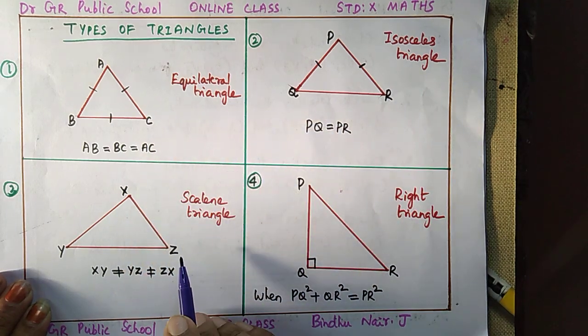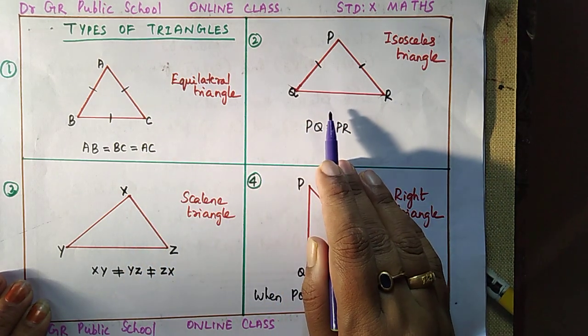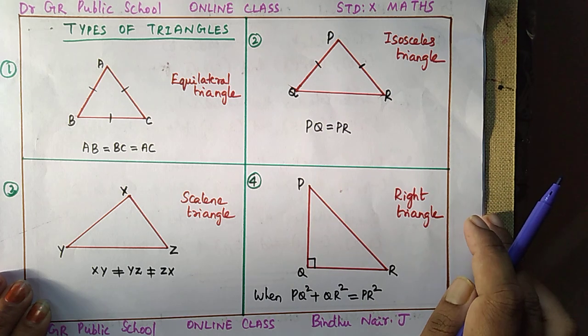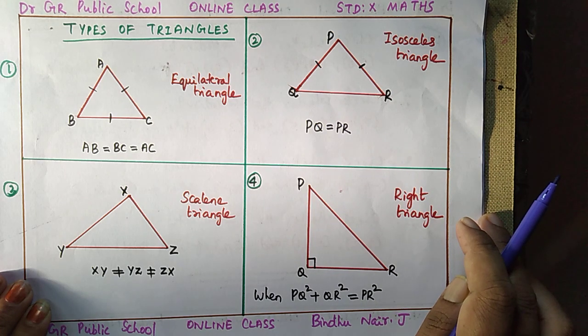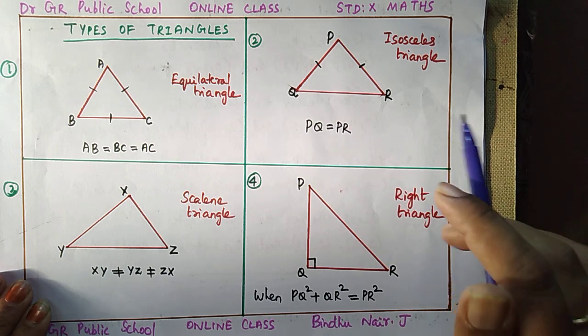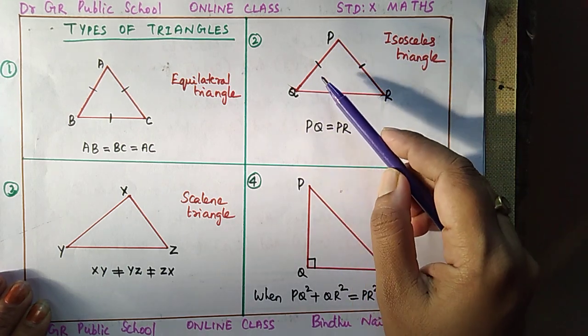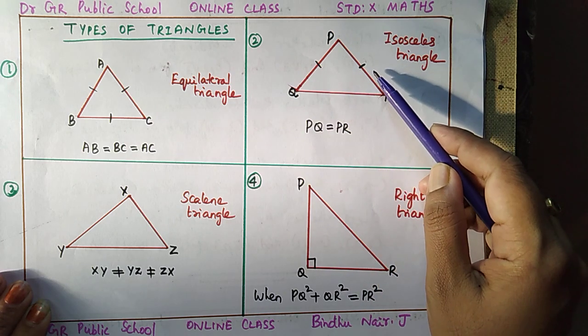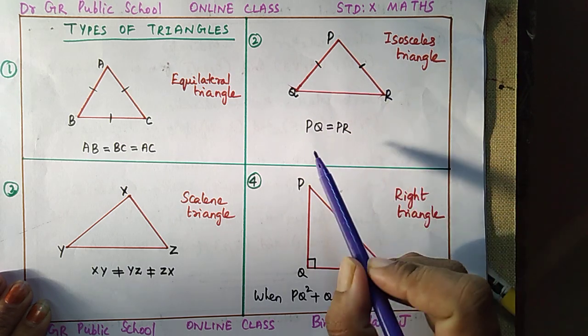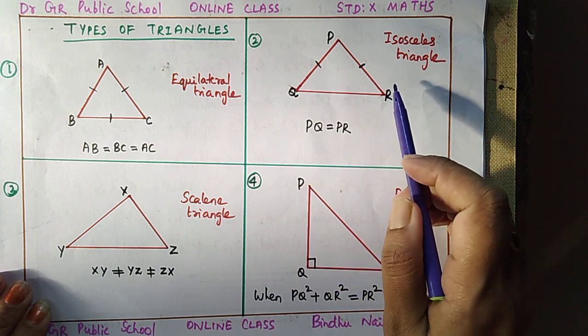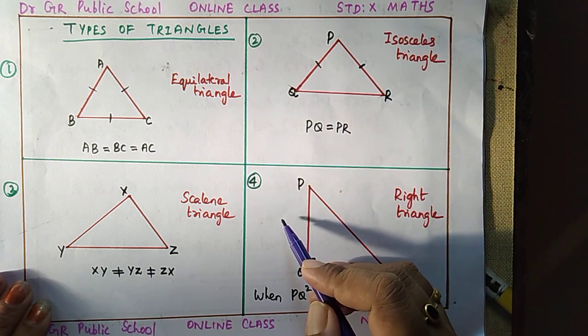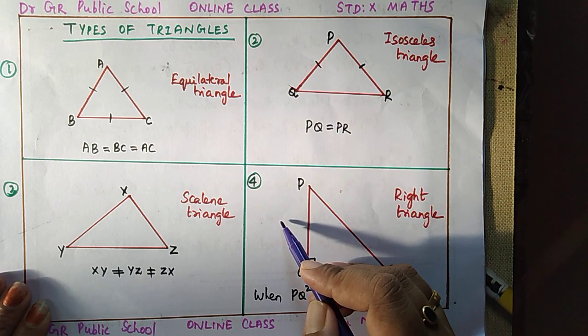Now the second type, that is the isosceles triangle. What do you know about an isosceles triangle? Any two sides are equal. So here I have drawn one triangle PQR, and two sides PQ and PR are equal. So PQ equals PR, and for this triangle we can say it is an isosceles triangle.